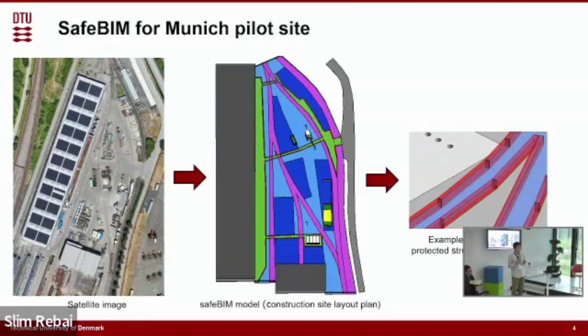Then we apply a rule-based hazard zone detection algorithm, developed by my colleague Carson, who's not here today, by the way, to detect the potential hazard zones in the 4D BIM. And here is an example. These are collision zones between worker paths and the machinery movement space.